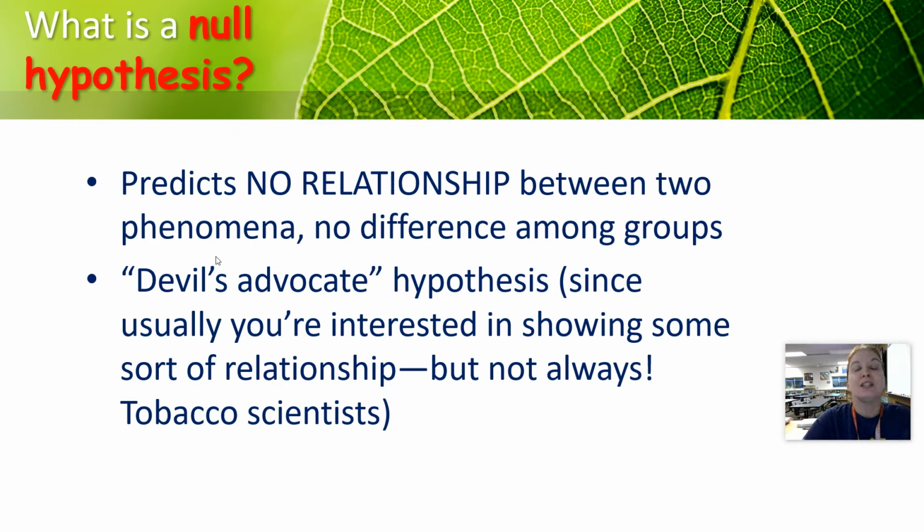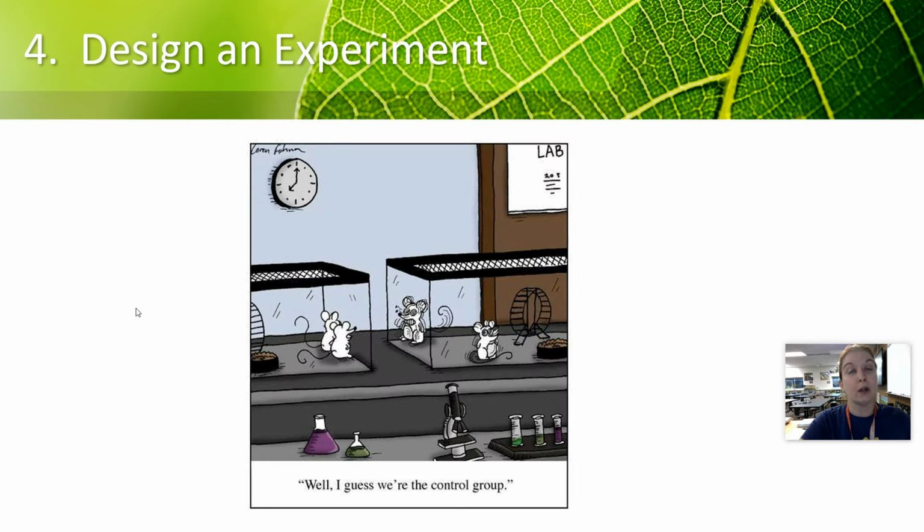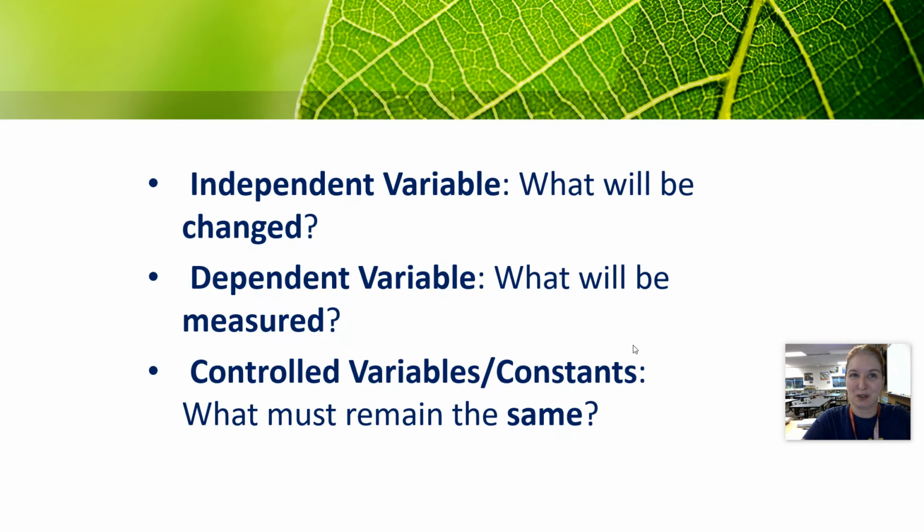Yeah, there is. So that is a null hypothesis. Sometimes when you're doing an experiment, you can prove or disprove a null hypothesis instead. So designing an experiment, you always need a control group. So you need an independent variable, and that's what's going to be changed.